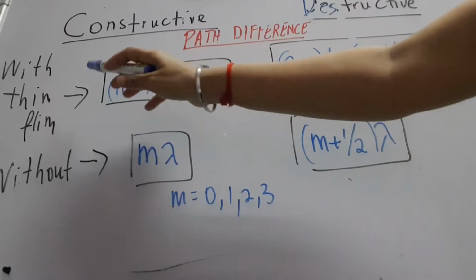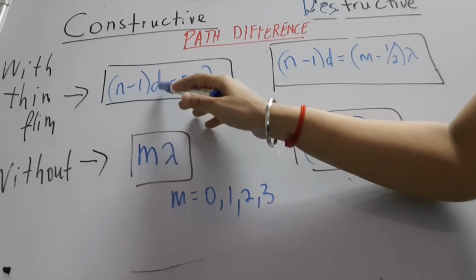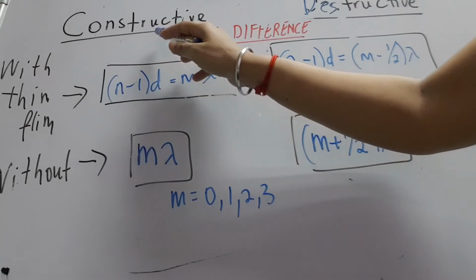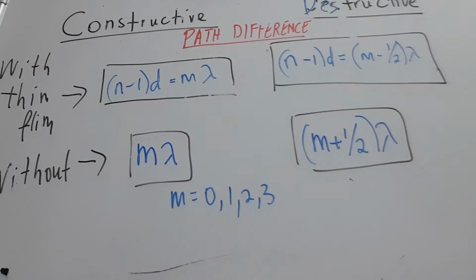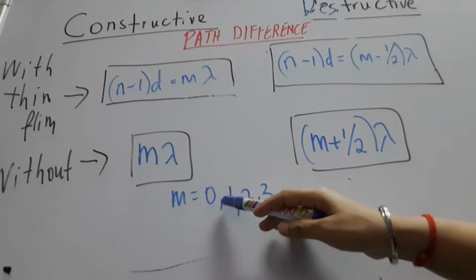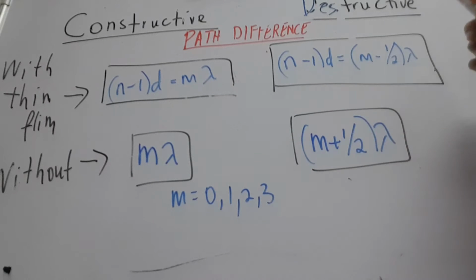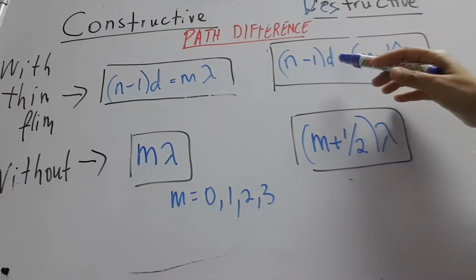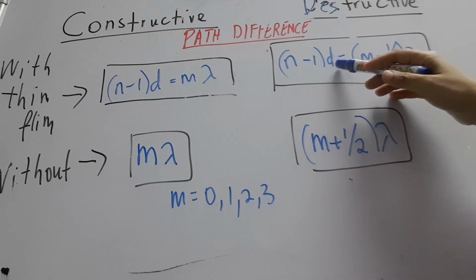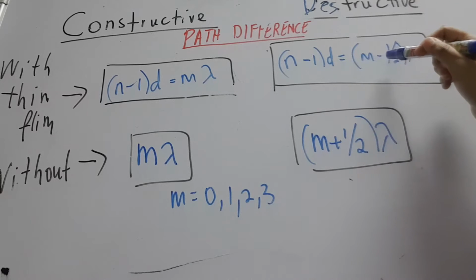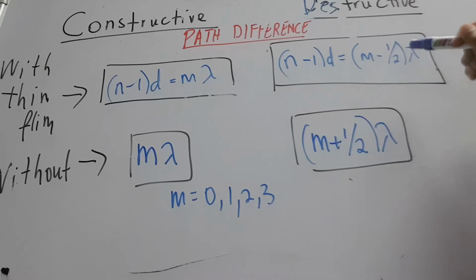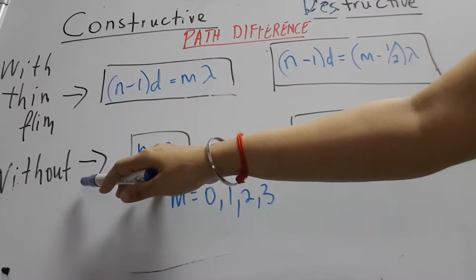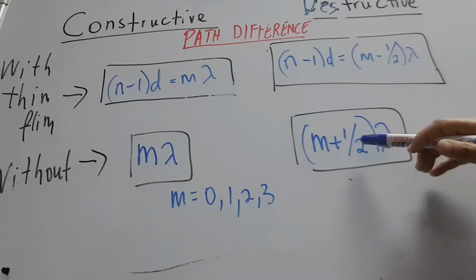For with thin film, it is (n minus 1)d equals m lambda. Without thin film, for constructive interference, it is m lambda, where m starts from 0, 1, 2, 3. And for destructive interference with thin film, the path difference is (n minus 1)d equals (m minus half) lambda. And without thin film, the destructive interference will be (m plus half) lambda.